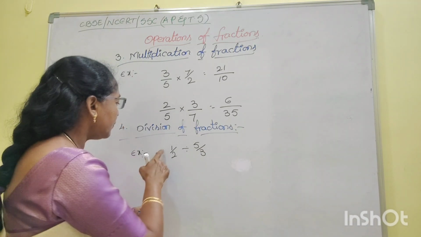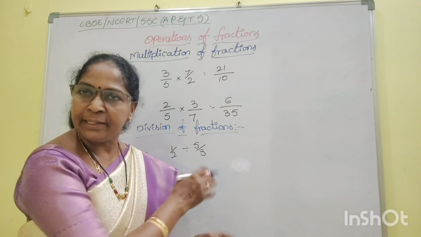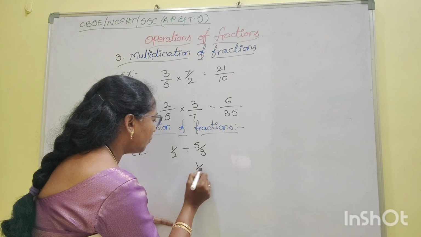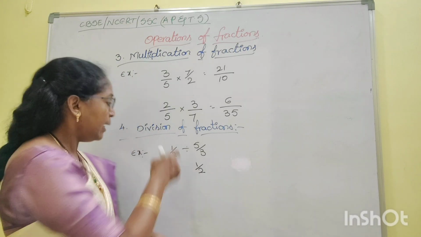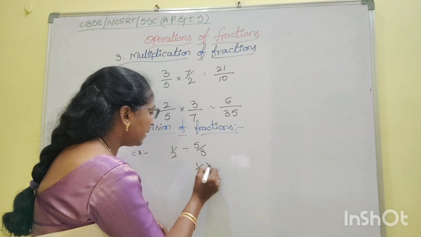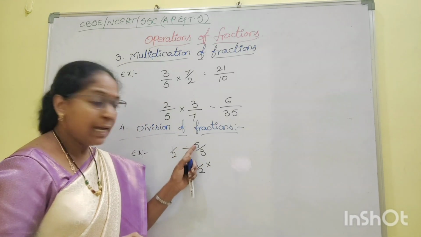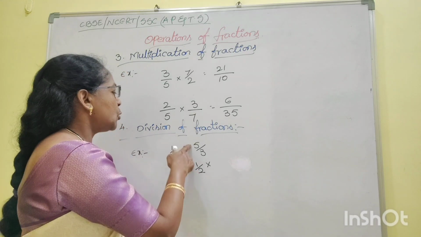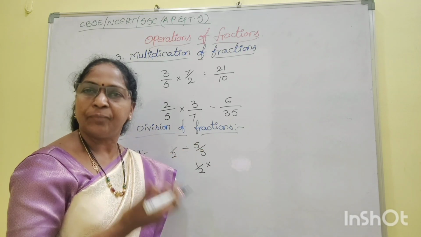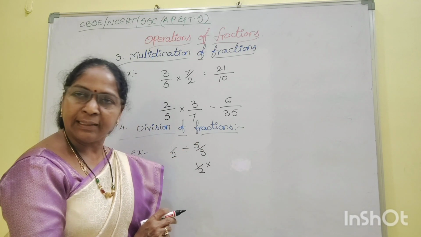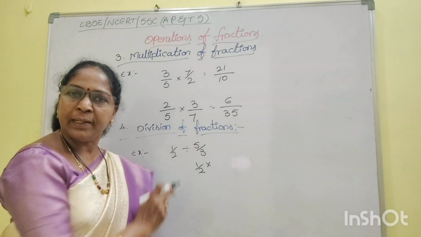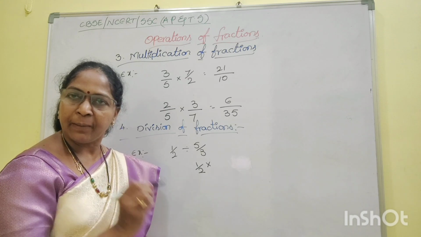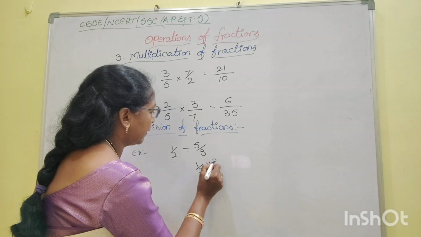So what you have to do? Here in the numerator there is a fraction, and in the denominator there is also a fraction. First, the numerator value 1 by 2 you write as it is, and this division symbol will become multiplication, and this fraction will become the reciprocal of the fraction. So the reciprocal of 5 by 3 is 3 by 5. Reciprocal is nothing but the numerator becomes the denominator and the denominator becomes the numerator. So the reciprocal of 5 by 3 is 3 by 5.